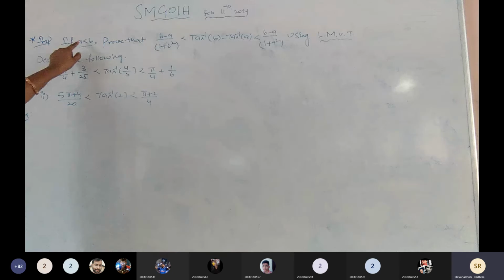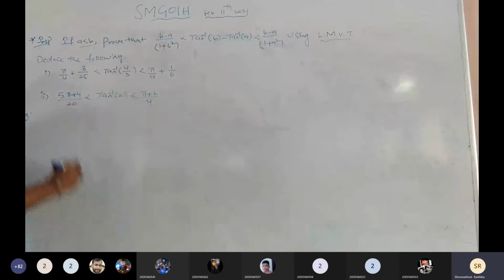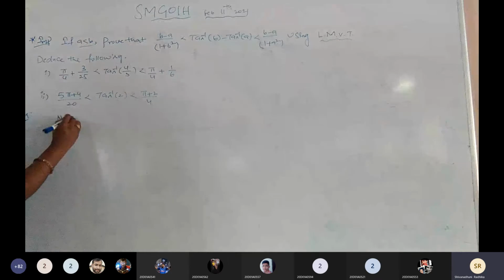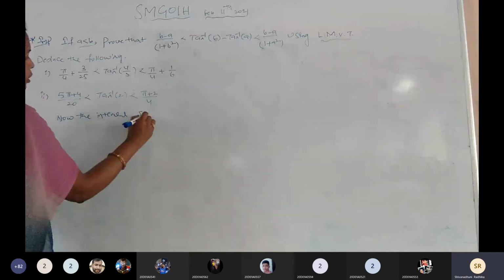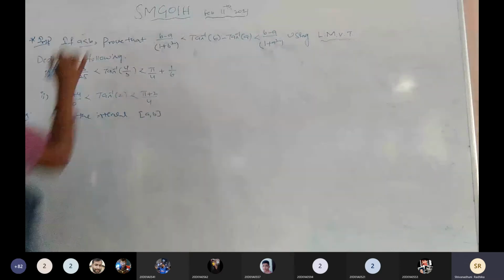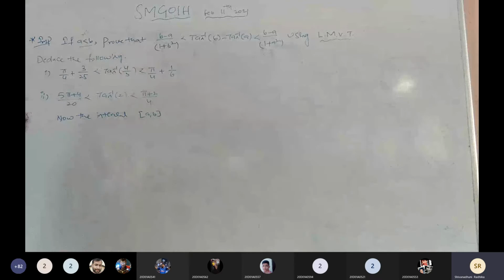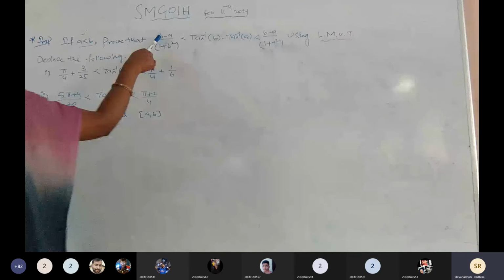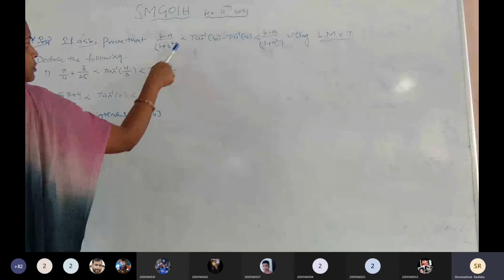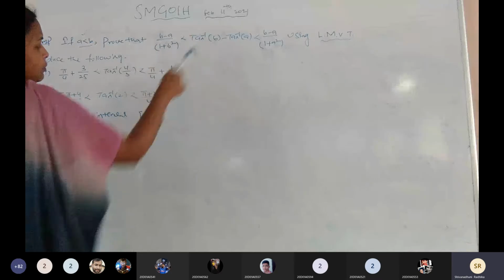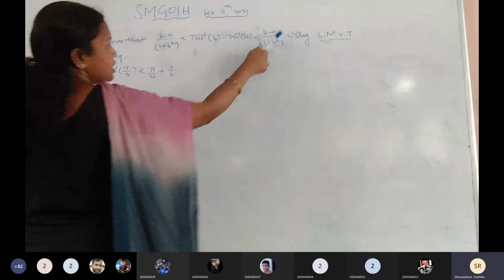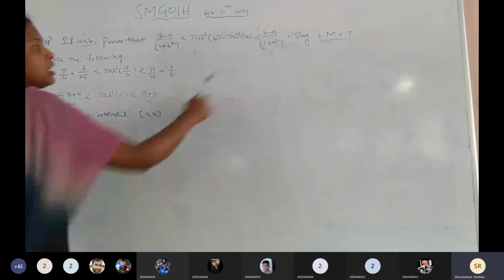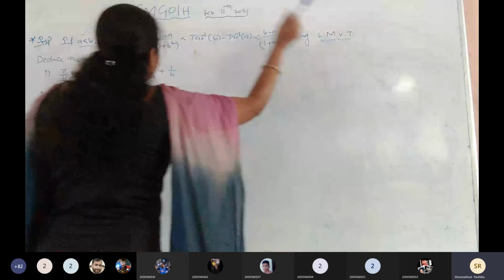A is the smaller value compared with B. B is the bigger value. Now the interval is closed A comma B. Now (B minus A) by (1 plus B square) is less than tan inverse of B minus tan inverse of A is less than (B minus A) by (1 plus A square), using Lagrange's mean value theorem.